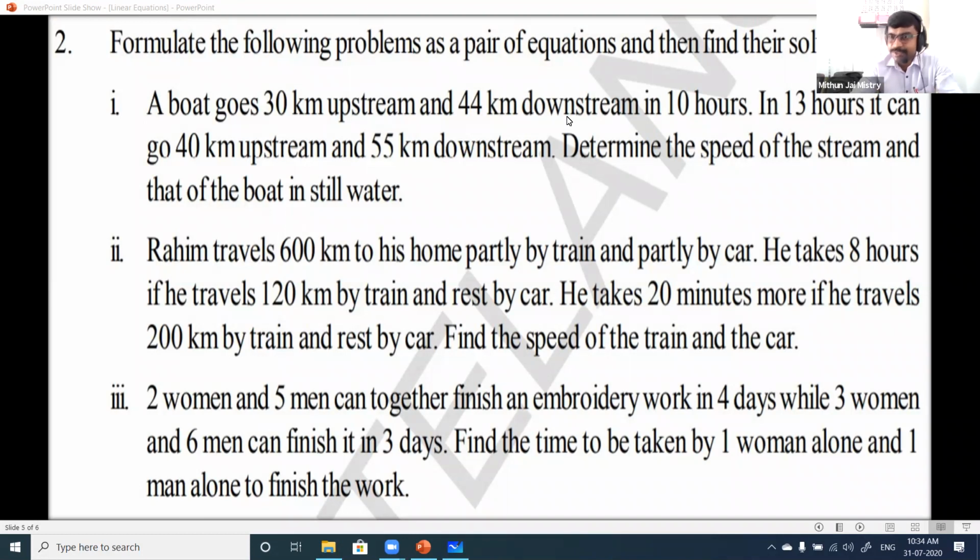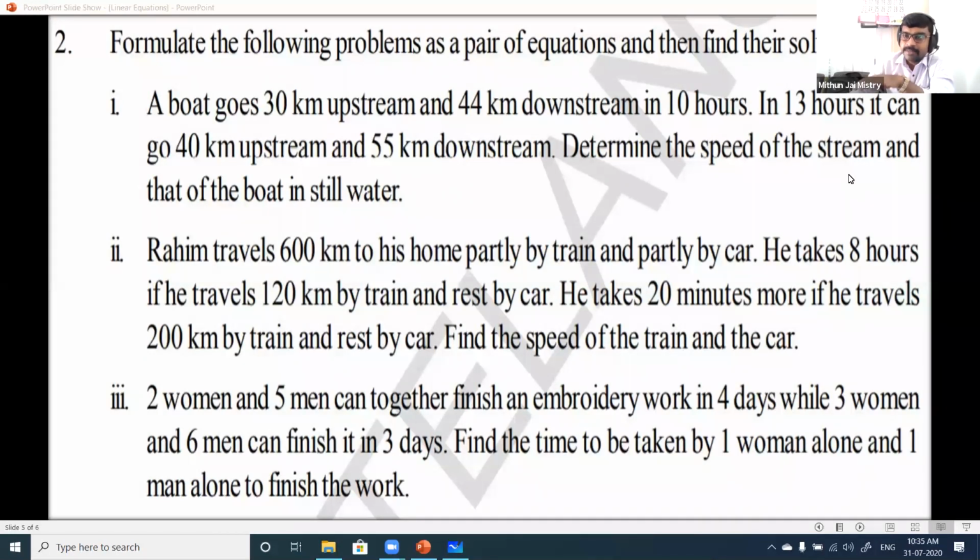So there are many things which we have to understand through this question first before solving. First thing, what do you mean by upstream? What do you mean by downstream? And what do you mean actually by speed of the stream? What is stream? So these are the three things.